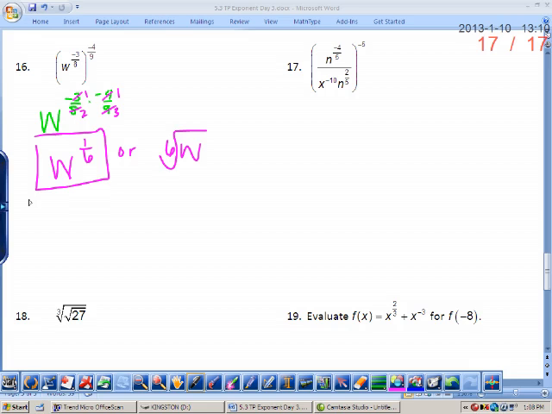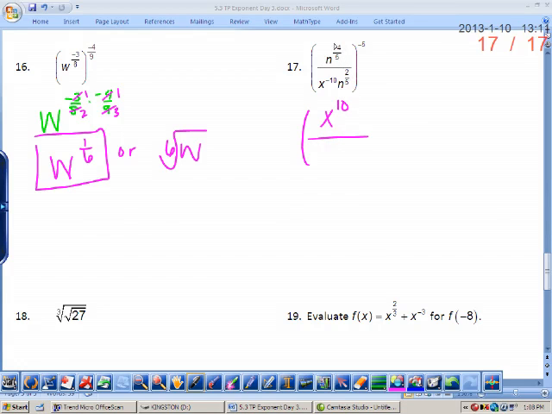On a problem like this, my first goal is going to be to simplify the inside of my parentheses as much as I possibly can. So I know that I can move x to the negative 10th up to the top, right? Make that x to the positive 10th. Then I've got n to the negative 4/5 over n to the 2/5.